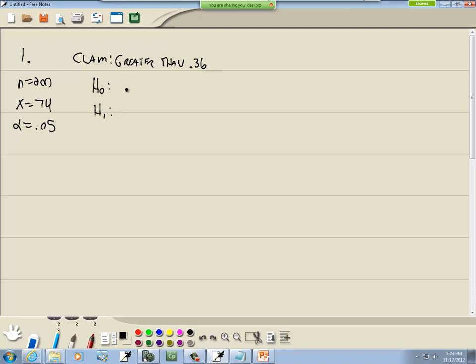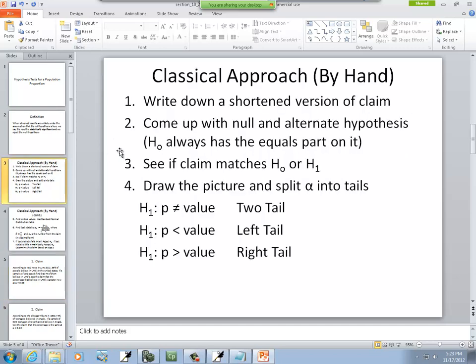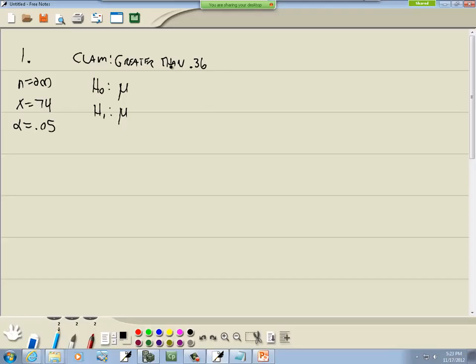These are based upon the proportion, so both of these would be p. And let's go through our steps. First step, write down a shortened version of the claim. Well, that's this right here.